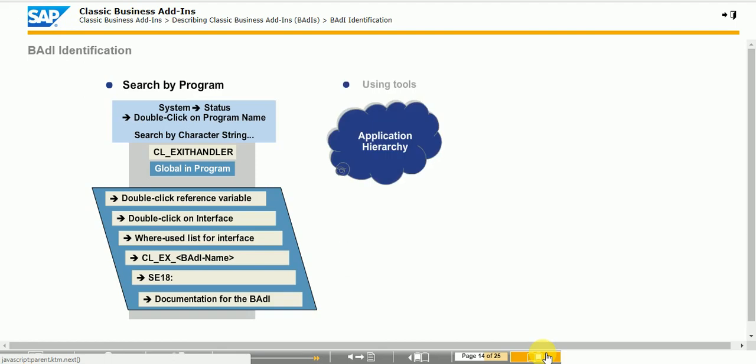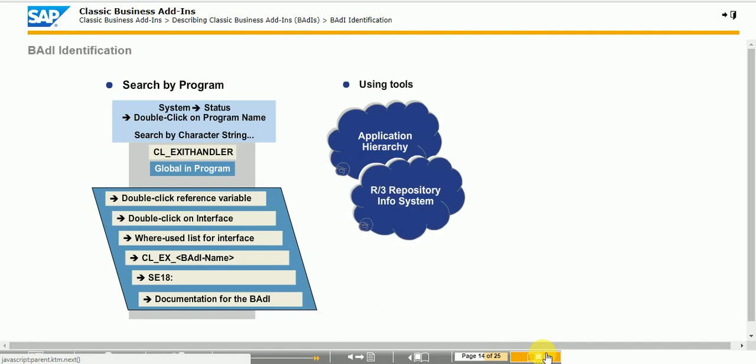You can use the application hierarchy to restrict the components in which you want to search. Start the Repository Information System and choose Enhancements, Business Add-Ins to start the relevant search program. You can use the entries in the relevant customizing component.